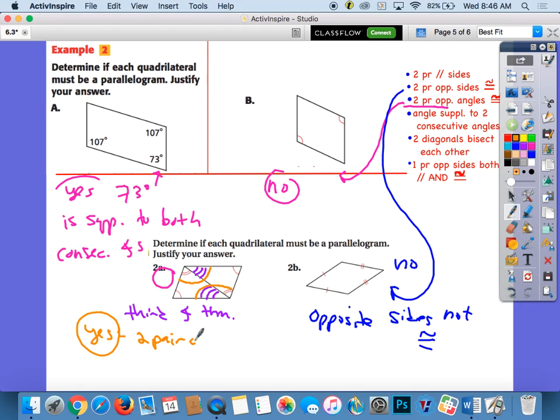Two pairs of opposite angles are congruent. Okay, so this one had a couple layers to it, and you guys may expect to see that in your homework and potentially in your quiz. All right? We'll work on our homework tomorrow, guys, and that's all we got.